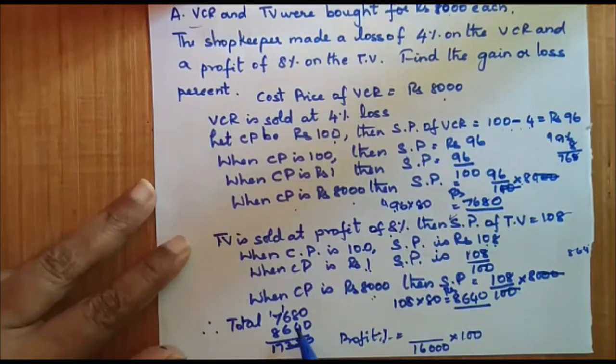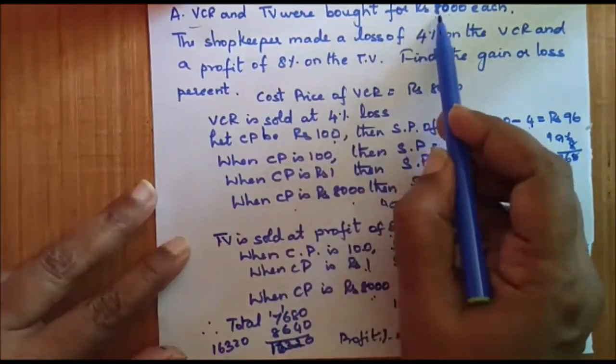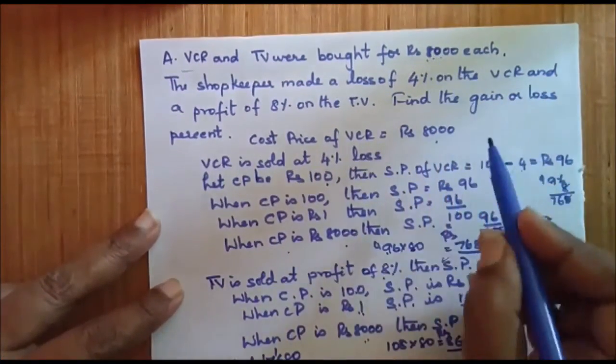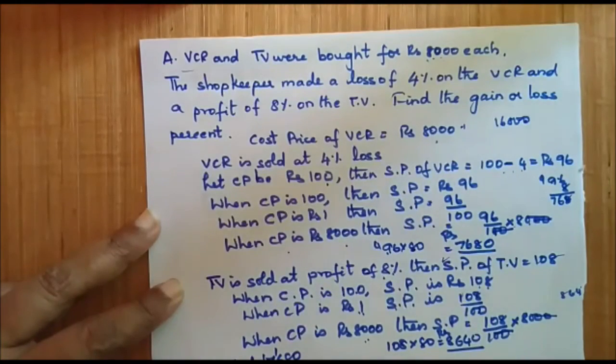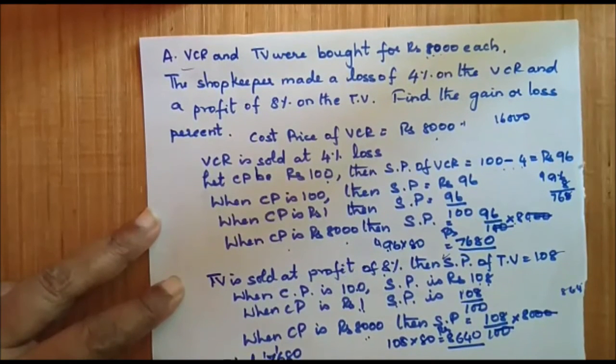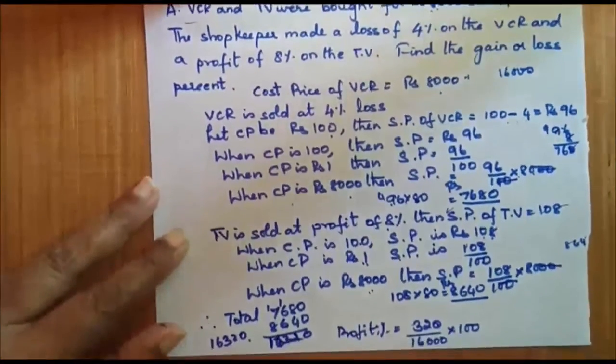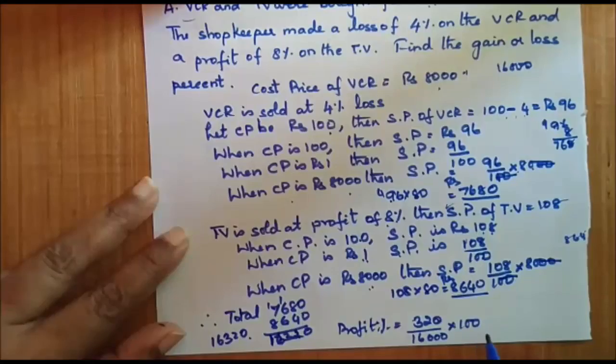So once again we will add it up. It is 7680. 8 plus 4 is 12, 6 plus 6 is 12, 13, it is 16. I'm sorry, it is 16320. So both he bought at 8,000 each, isn't it? So 8,000 plus 8,000 will be 16,000, but he has sold it at 16,320. Okay, so the profit percentage is 320 by 16,000 into 100.